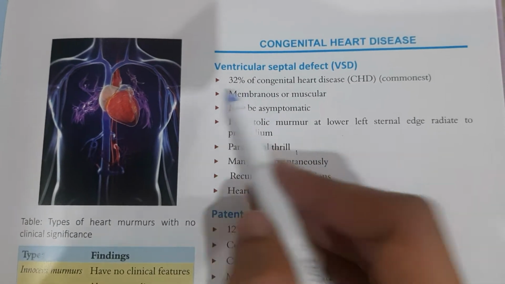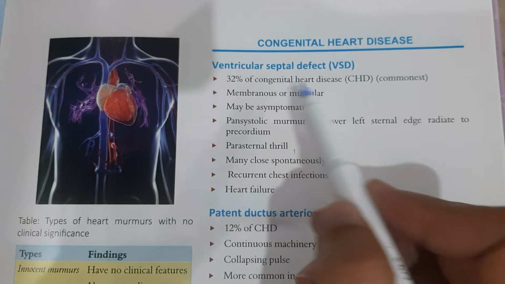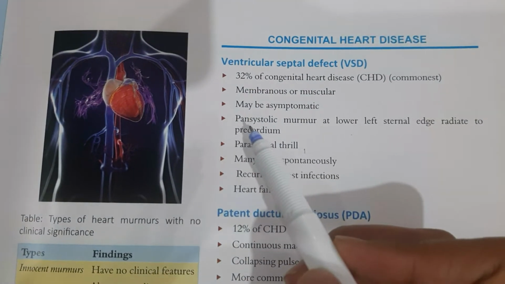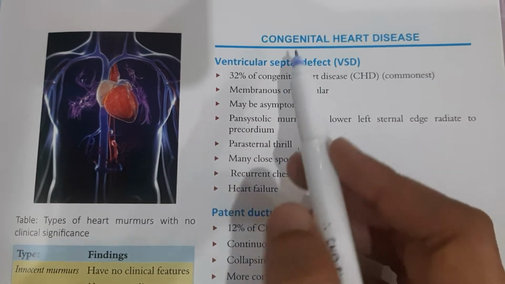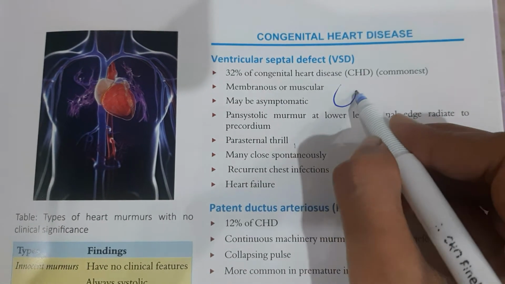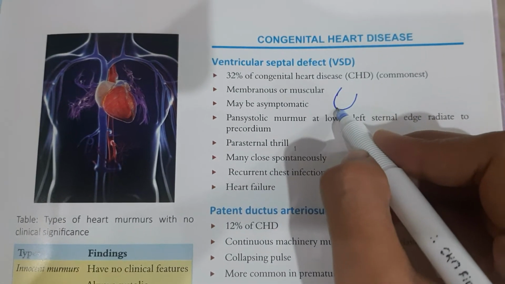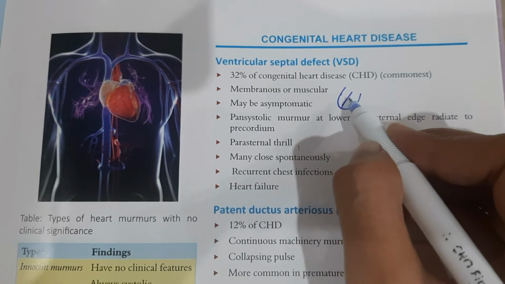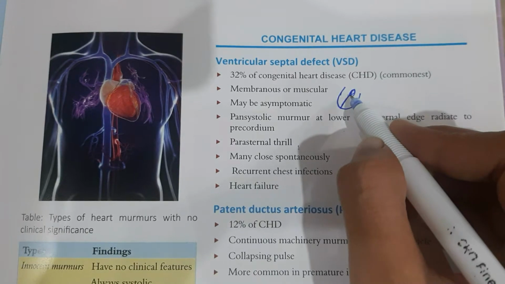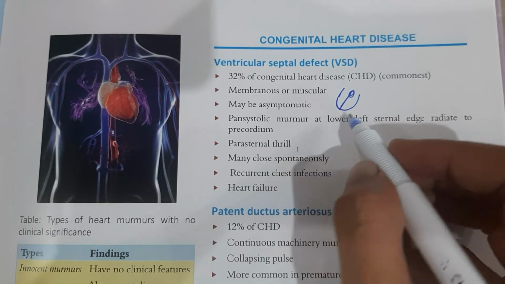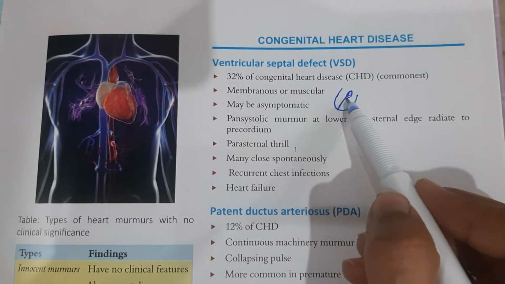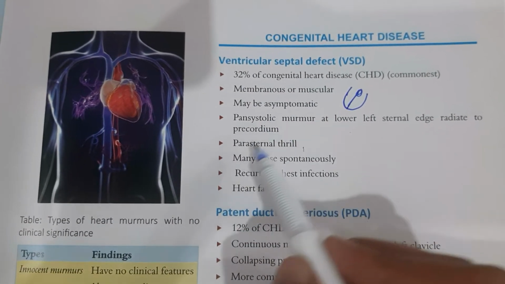It is the most common form of the congenital heart diseases and constitutes 32% of all congenital heart diseases. It may be membranous or muscular ventricular septal defect. It occurs in the septum between the two ventricles. As we know, the first part of the septum is membranous, and the lower part is muscular. So it can be either membranous or muscular and may be asymptomatic.